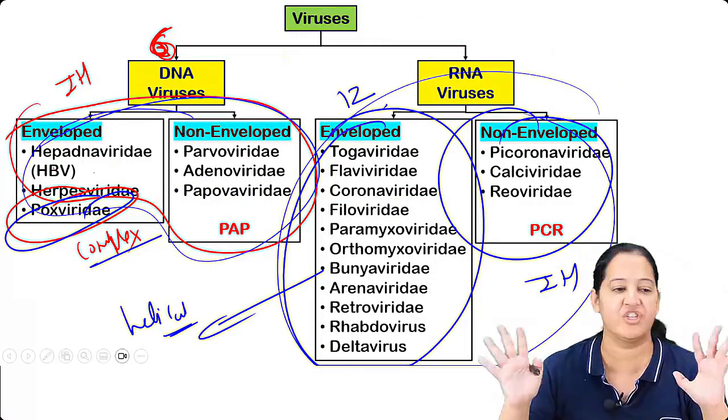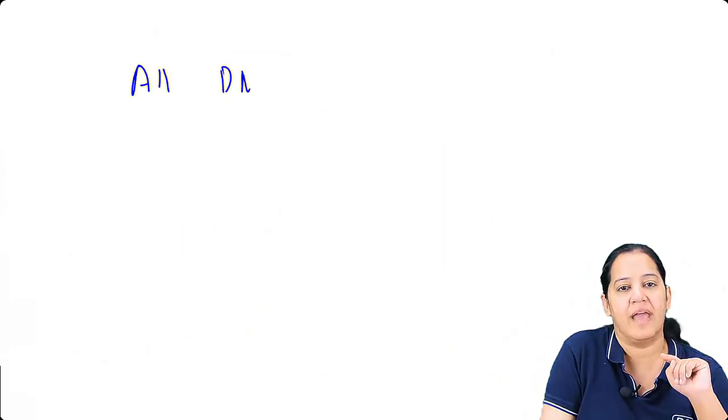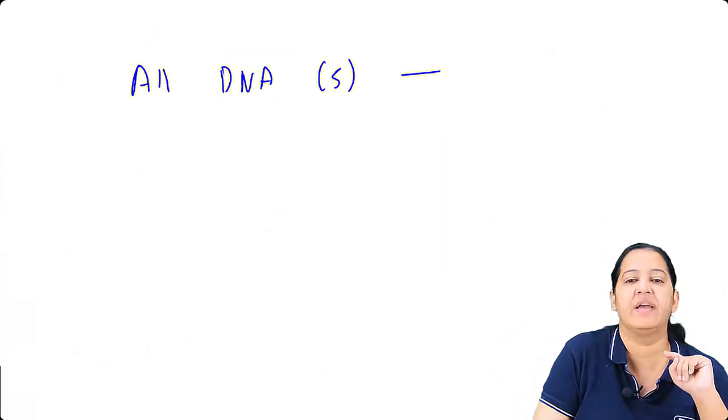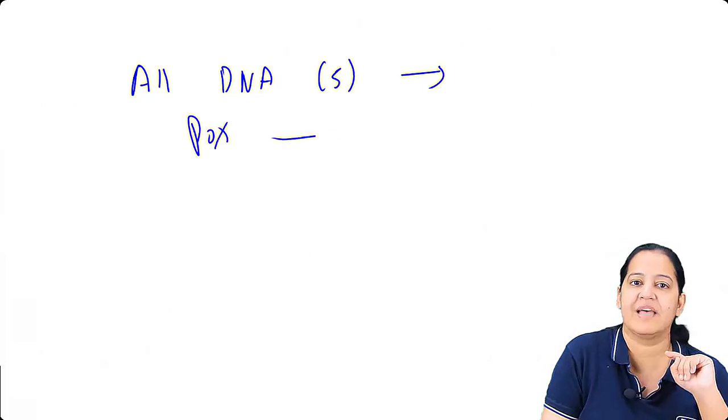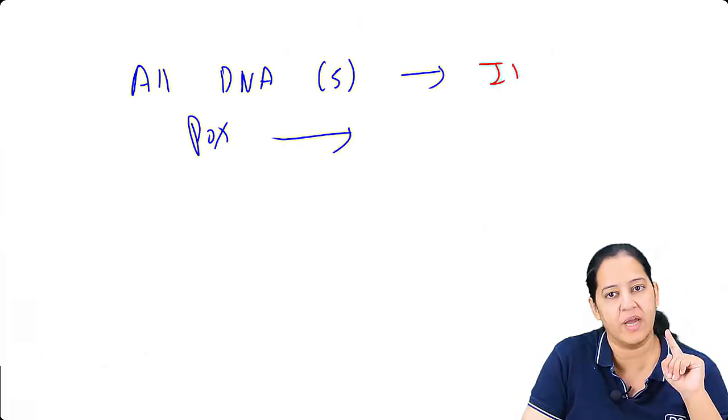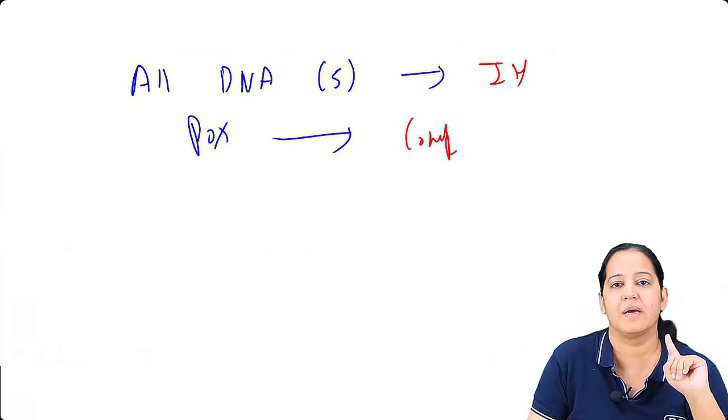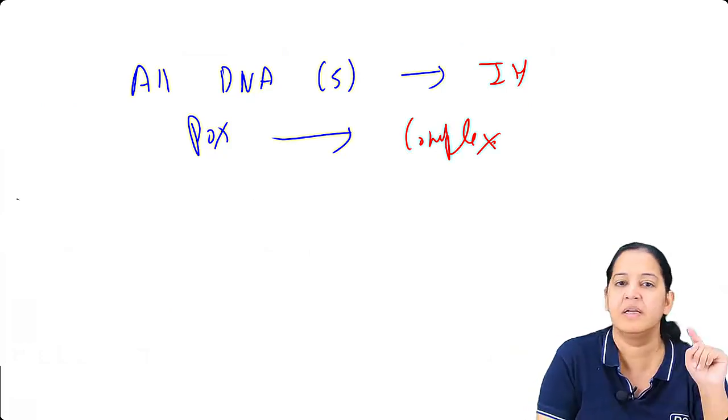So in this classification, you can understand: all DNA viruses except pox, I mean the 5 DNA viruses, and pox is separate. All DNA viruses are icosahedral, but pox is complex. This is all about the DNA viruses.